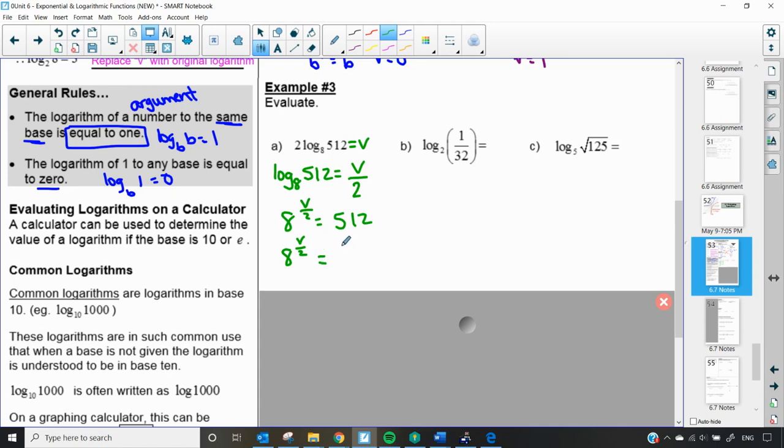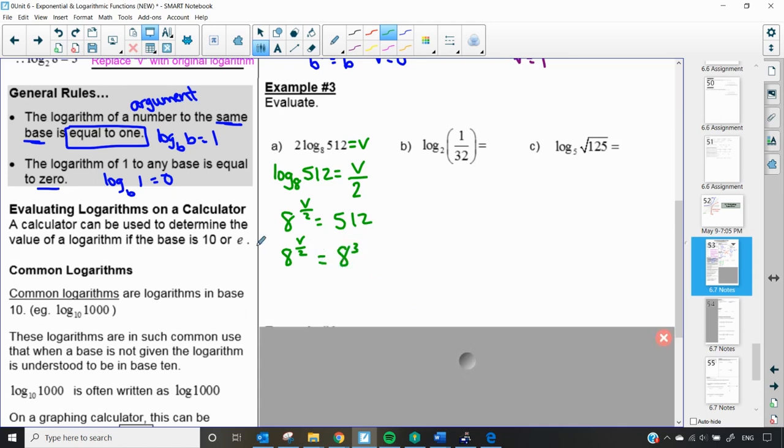512 written as base 8 is 8 cubed. So we can equate our exponents here, and we have v over 2 equals 3, meaning that v equals 6. So we can say that 2 times log base 8 of 512 is 6.